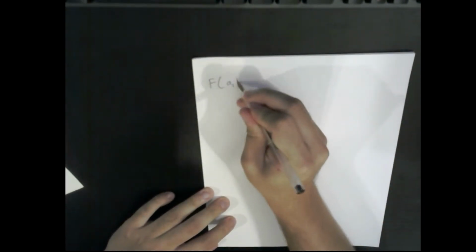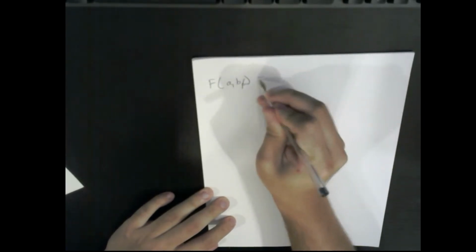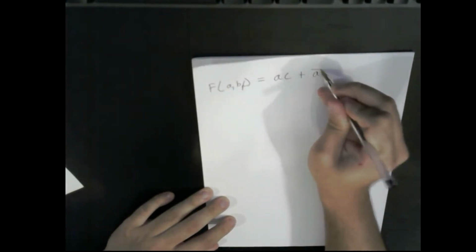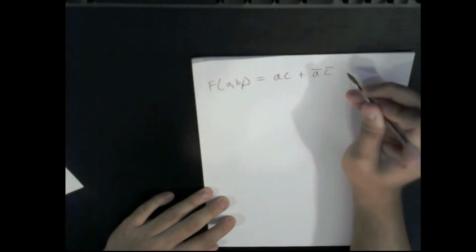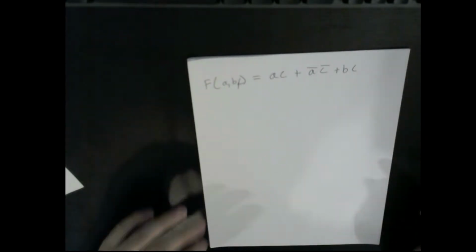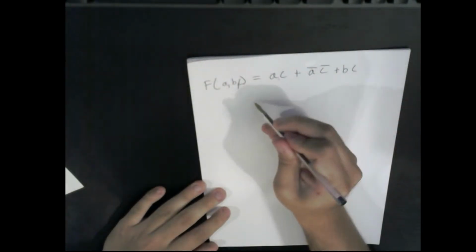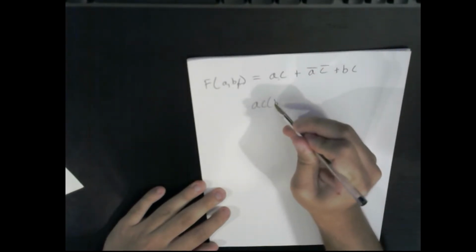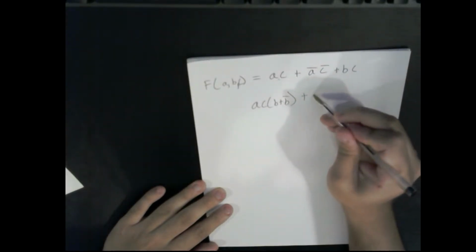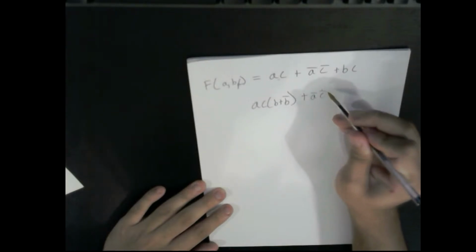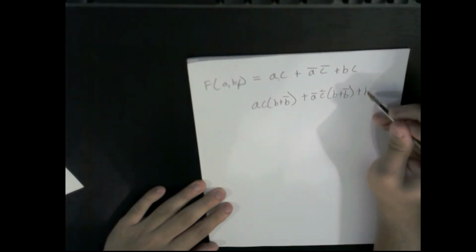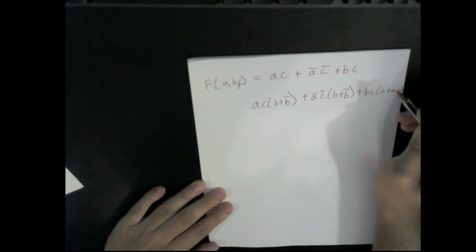So we have A, B, C, and we have some equation, and this equation is AC plus A naught C naught plus BC. And I want to expand this into canonical form. Okay, let me look. This term is missing a B, so I can do AC, B plus B naught here. Plus this term's also missing a B, so I can do A naught C naught and do the same thing. And then this term's missing an A, so I can do BC and then A plus A naught.